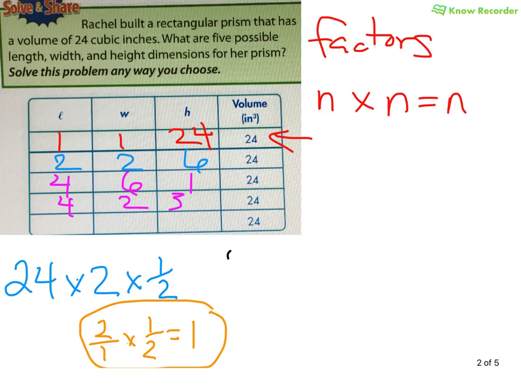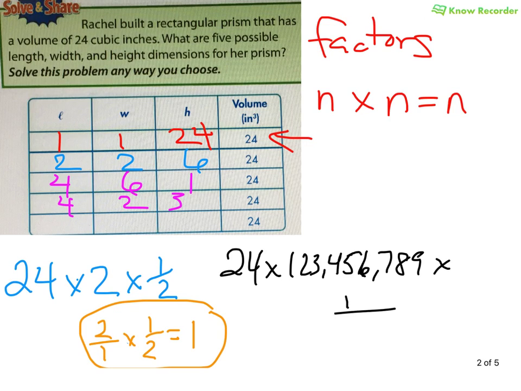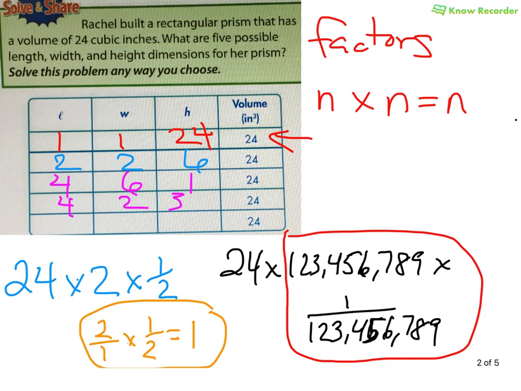Check this out. If I had 24 times 1, 2, 3, 4, 5, 6, 7, 8, 9, and multiplied that by its reciprocal, guess what it's going to equal? Oh, that's a mistake. There we go. 5, 6. It's going to equal 1. This whole thing right here, giant number, 1,456,789 times its reciprocal equals 1.